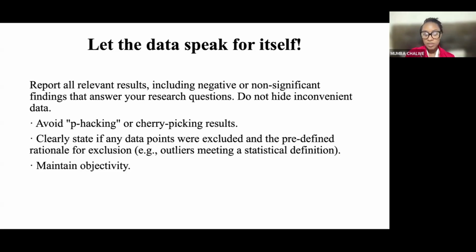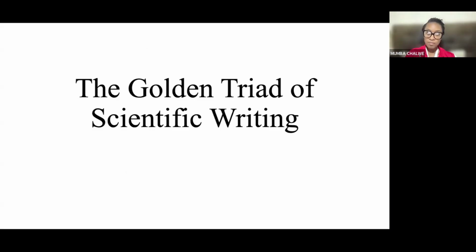And also, if there were any data points that were excluded, maybe the outliers or anything that you excluded for any reason, make sure you say it. As long as you had a predefined reason or rationale for that exclusion, make sure you state it very clearly. So really, the results section demands a lot of transparency and objectivity. I speak from the editorial side of things. We really respect what I like to call the golden triad of scientific writing.